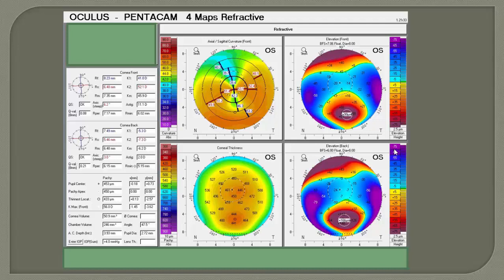The most characteristic sign in this disease is what is called the butterfly sign or crab claw sign, which is caused by flattening of the vertical meridian with steepening of the horizontal meridian, with peripheral corneal thinning, with back elevation and front elevation.